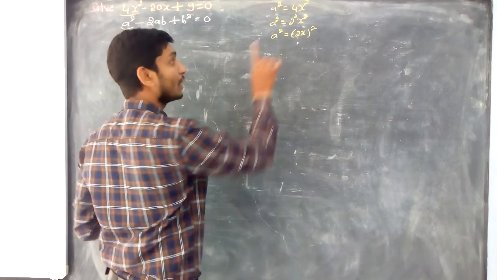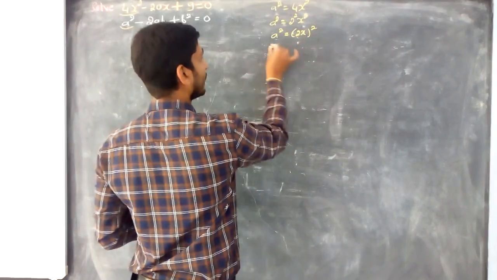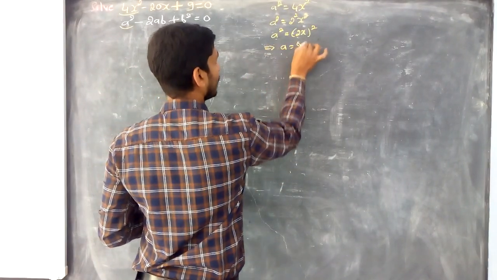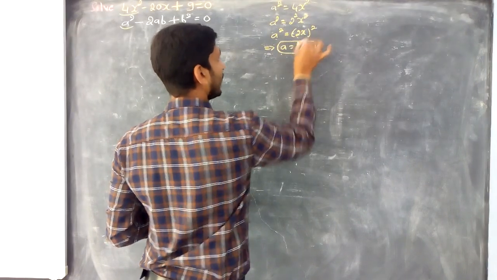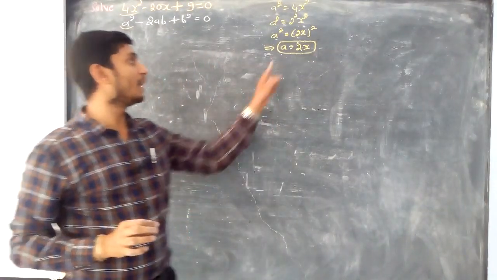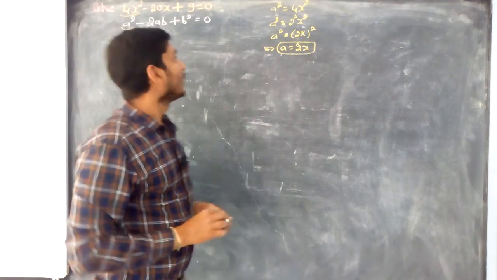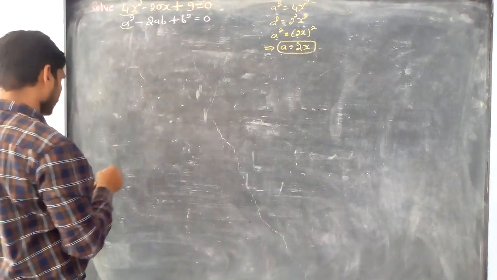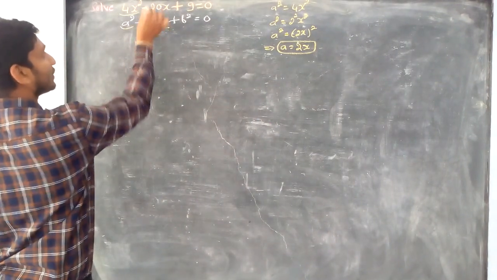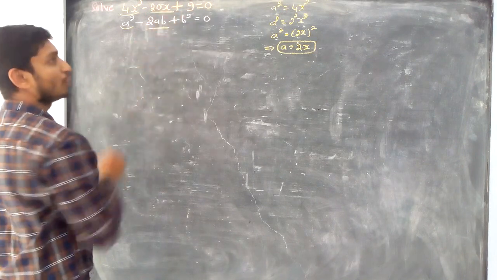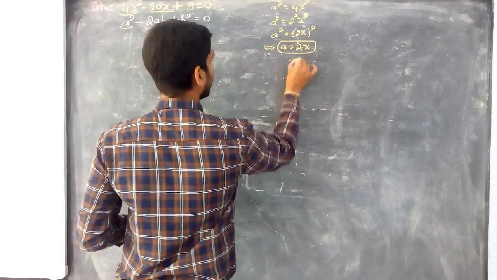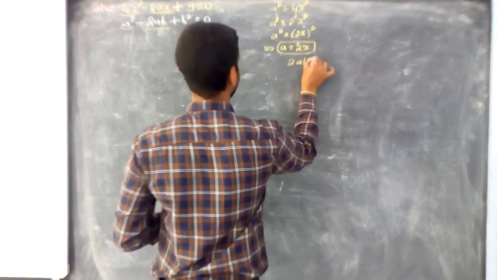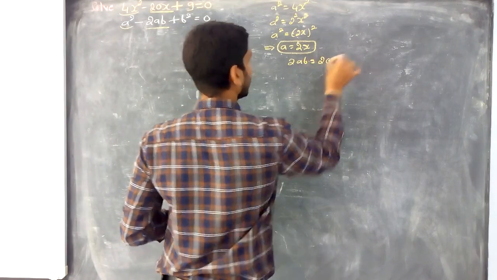Yes, now we can compare square with square, which implies a is equal to 2x. There, we got it, the value of a is 2x. Next, b you have to find. See, in the place of minus there is minus. Now in the place of 2ab, 20x is there. Okay, now compare, in the place of 2ab it is 20x.